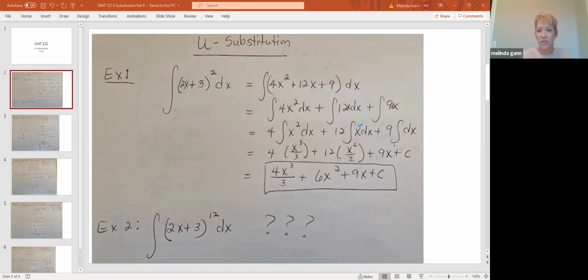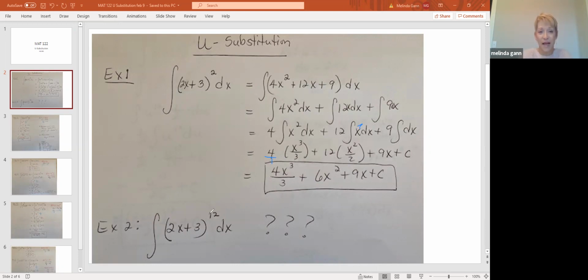So remember, that's a 1, and 1 plus 1 is 2, and then divided by 2, and then when you integrate dx, remember, you just get x back. All right, so that'd be 4x cubed over 3, because remember, single things are just going to go over 1. So I'd get 4x cubed over 3. Well, 12x squared divided by 2 is just 6x squared, and then 9x plus C. So I can work this one just regularly.